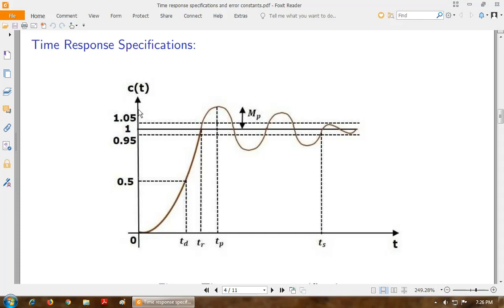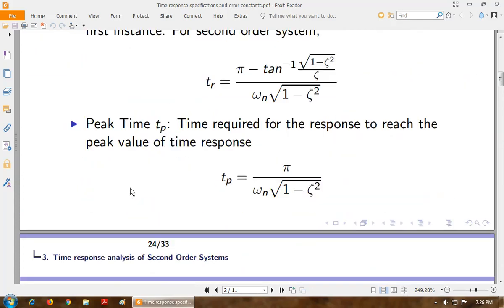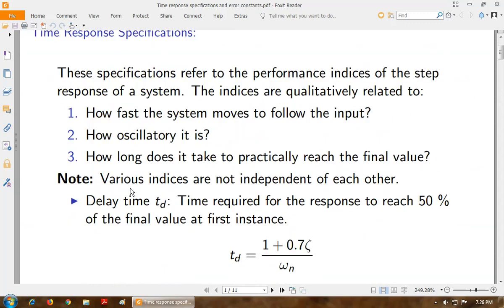This is the corresponding output of the response, and here it is shown that one is the output. We can convert this into percentage. If it is calculated in percentage, this could be 100%, this is 105, this is 95, and this is 50%. So let's see in detail how to calculate these time domain or time response specifications. These specifications refer to the performance indices of the step response of a system. The indices are qualitatively related to the following factors.